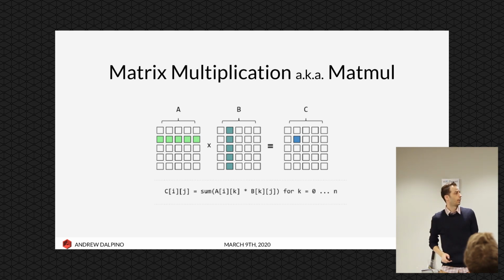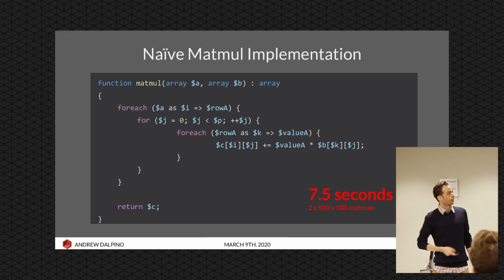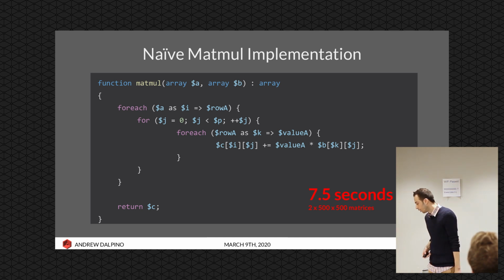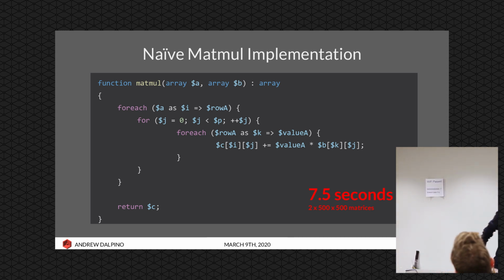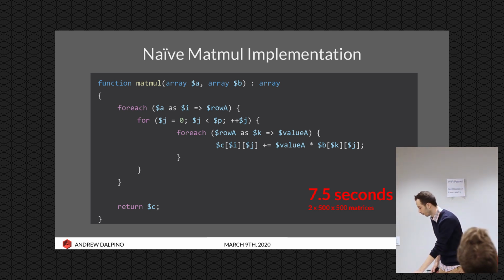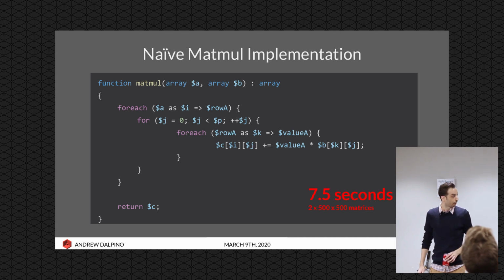This is what it is. We just take a row of A and a column of B. We multiply them together, and then we sum them up, and we put them in matrix C. I'm not going to stick too much on that. It's really not a math talk here. But this is what a naive matmul implementation looks like in PHP. The reason it's naive is because it totally disregards the CPU cache. The problem is with this right here, how we're traversing B, and that will become more apparent. But this runs pretty slow, about 7.5 seconds for about 1 million operations. Okay, any questions so far?